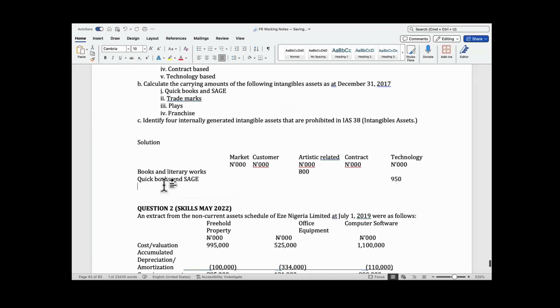So for patents, if you have an invention, maybe you invent another way of writing, you invent something.